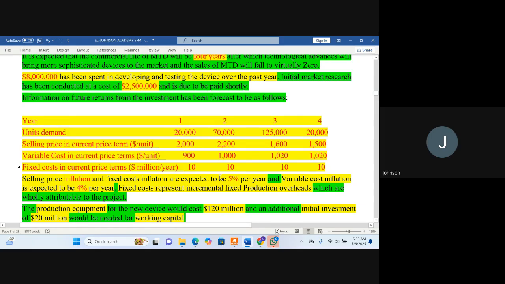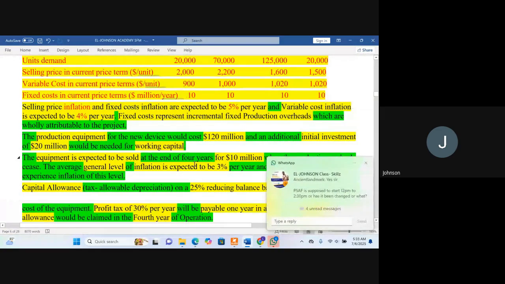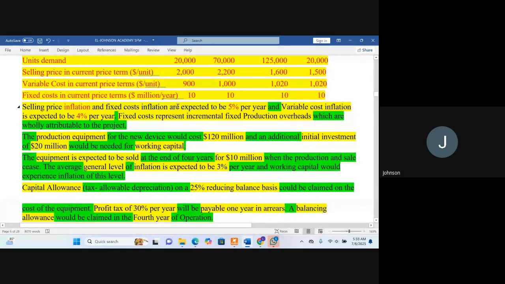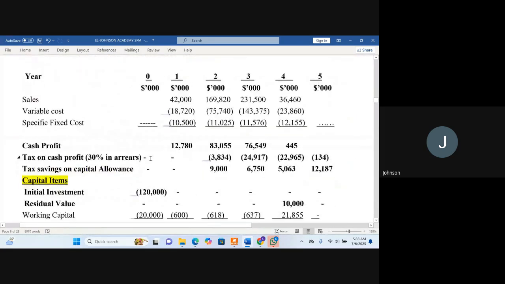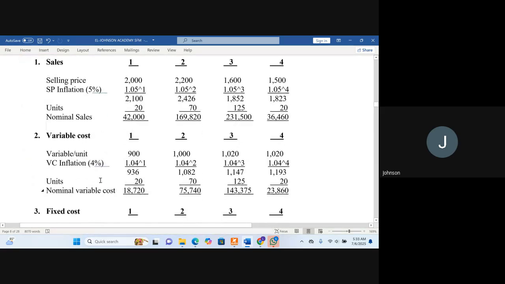What is our inflation rate for variable cost? So we check our inflation rate for variable cost. They say our inflation rate for selling price and fixed cost is 5%, but our inflation rate for variable cost is 4%. So we go and do it for variable cost now. Remember that to get your profit, you need to say sales minus variable cost minus fixed cost. So we have done sales. Let's now go for variable cost.